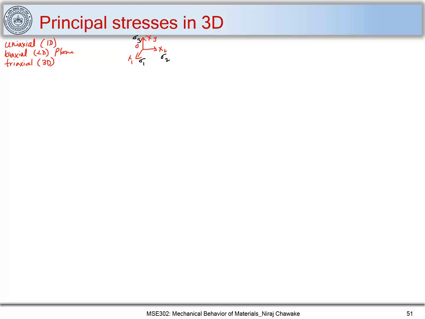So in the triaxial stress state, you have sigma 1, sigma 2 and sigma 3. Let's say I will not put them as equal, but they will be non-zero. So all these stresses will be not equal and they will be non-zero. That is my triaxial stress state.